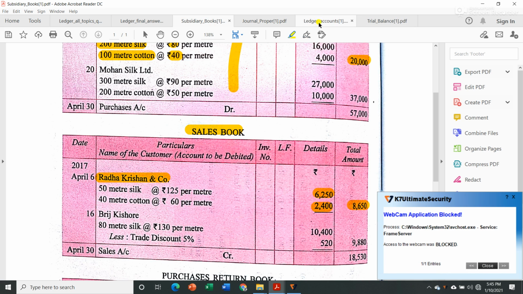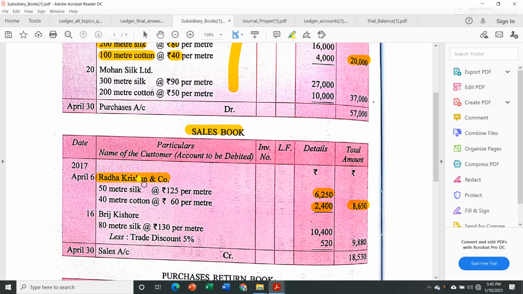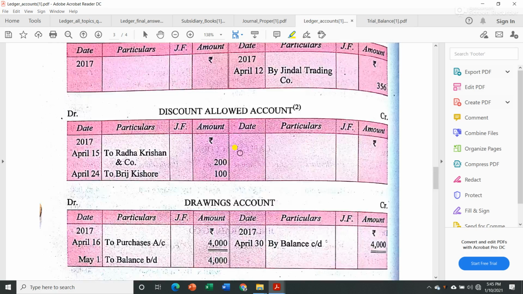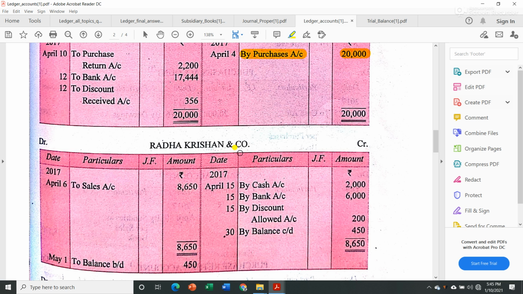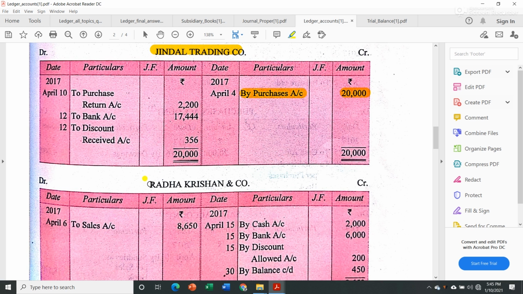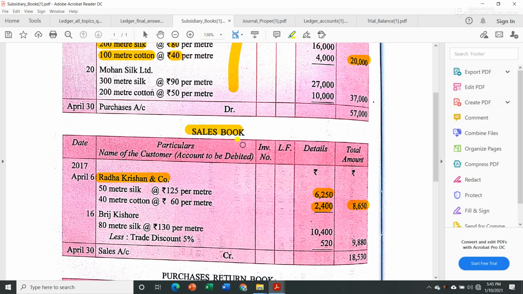So what we will do is that we will post ledger accounts. Now in Radhakrishnan and Company, do we have any Radhakrishnan and Company that we have made earlier? Nope. So we will prepare now Radhakrishnan and Company. And since the rule for posting of sales book is opposite to purchase book, we will divide the sales book into two parts.